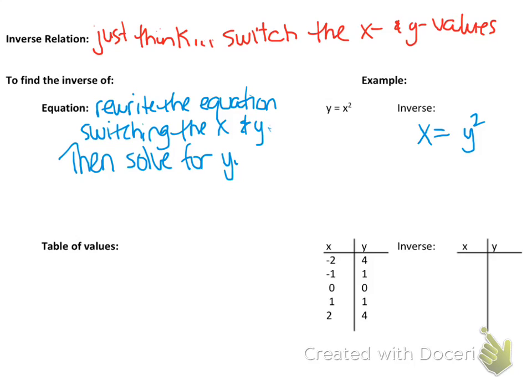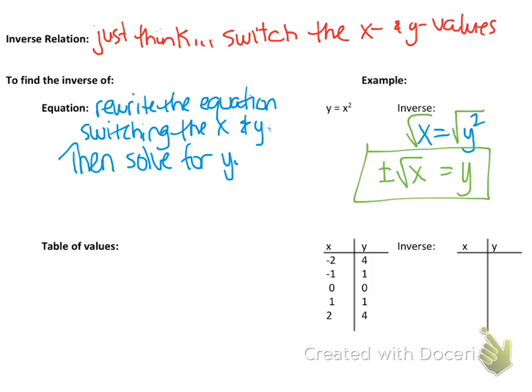And then you're going to solve that equation for y. So in this example, to get y by itself, to undo the squaring, we're going to take the square root of both sides. And so we get y equals plus or minus the square root of x. And that would be the inverse equation of y equals x squared.